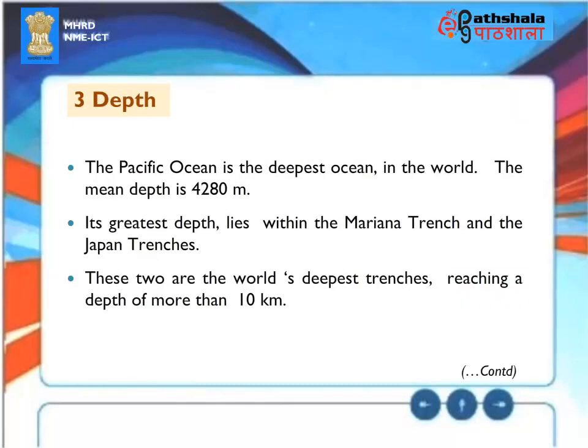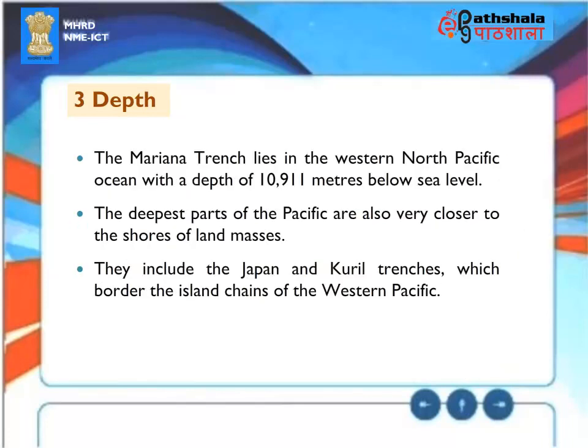Depth. The Pacific Ocean is the deepest ocean in the world. The mean depth is 4,280 meters. Its greatest depth lies within the Mariana Trench and the Japan Trenches. These two are the world's deepest trenches, reaching a depth of more than 10 kilometers. The Mariana Trench lies in the western North Pacific Ocean with a depth of 10,911 meters below sea level.